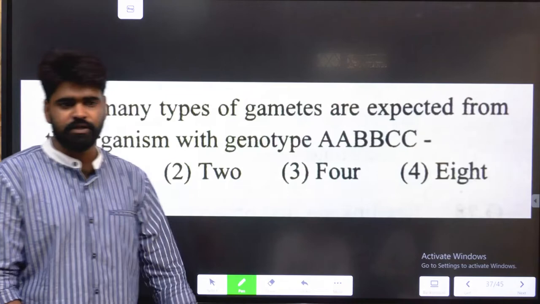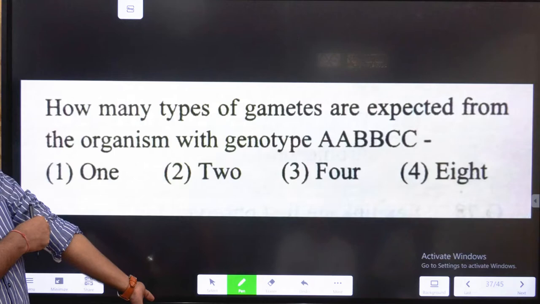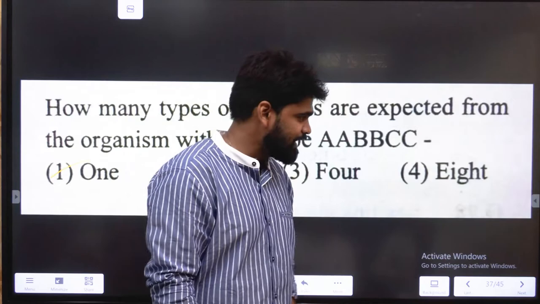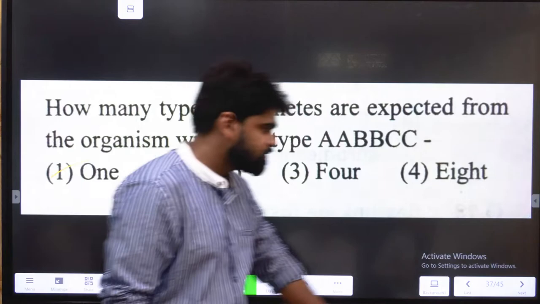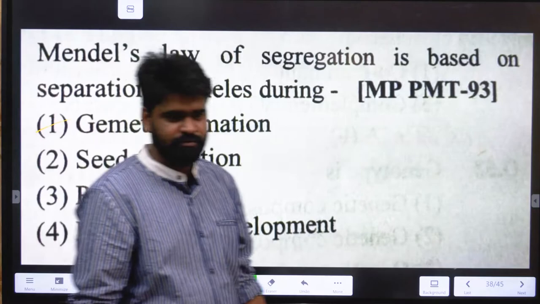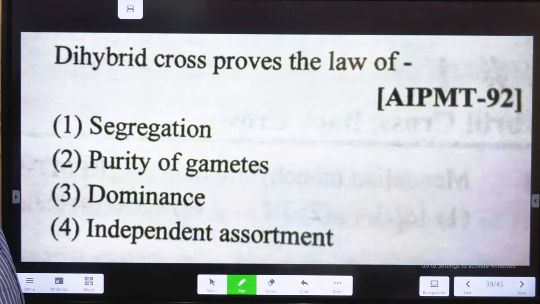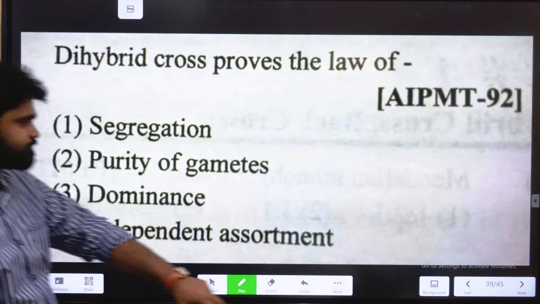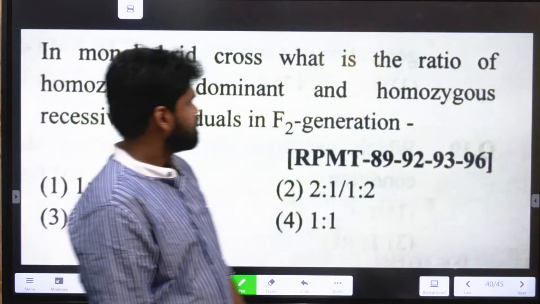How many types of gametes are expected from organism one? Which phenotype is this? Sure? Online batch, you are also present? Mendel's law of segregation is based upon the separation of alleles during? Gamete formation. Purity of gametes means? Gamete formation. A dihybrid cross provides the law of? Independent assortment. Good. Independent assortment. Superb.